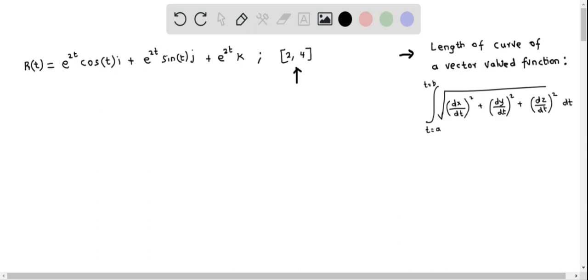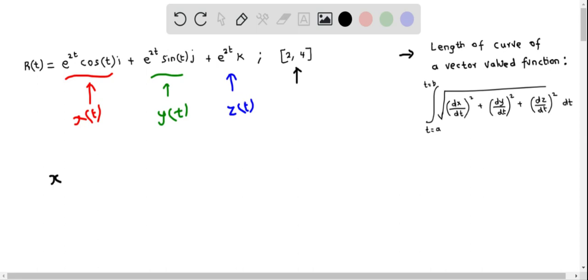So basically we have to determine x of t, y of t, z of t from this vector valued function. We will identify that x of t is the component of i, that is e^(2t) cos t, then y of t is the coefficient of j, which is e^(2t) sin t, and e^(2t) is z of t. Now we will find the derivatives of x of t, y of t, z of t, square them up, take the square root, and then integrate it.